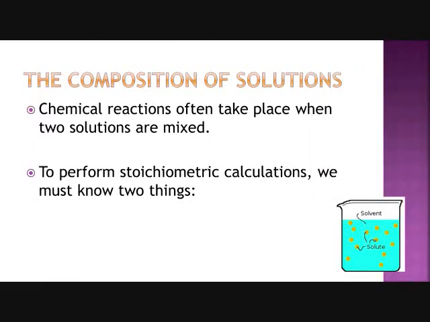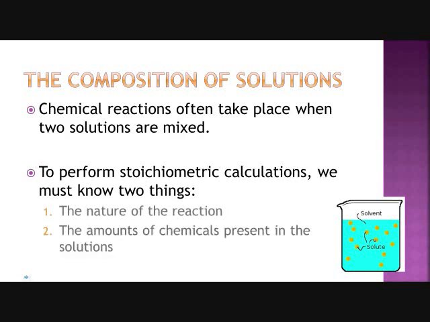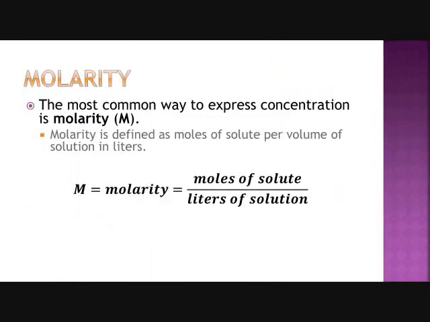Chemical reactions often take place when two solutions are mixed. To perform stoichiometric calculations, we must know two things in order to solve them: the nature of the reaction and the amount of chemicals present in the solutions. Some other words from Chem 1: when you have a solution, the solute is the thing that's being dissolved, and the solvent is the dissolving medium. Water is the universal solvent, and we're going to talk about that in the second half of the unit. Actually, I think that's 3.9.